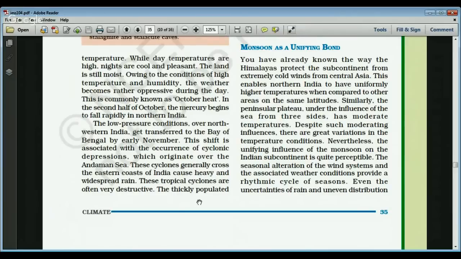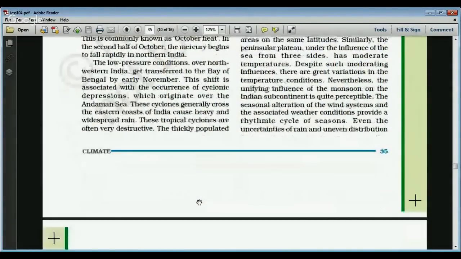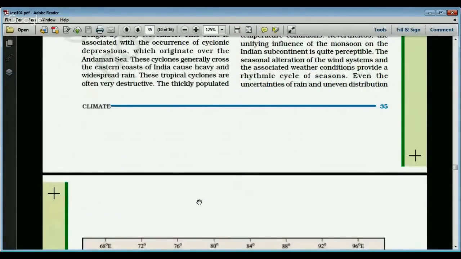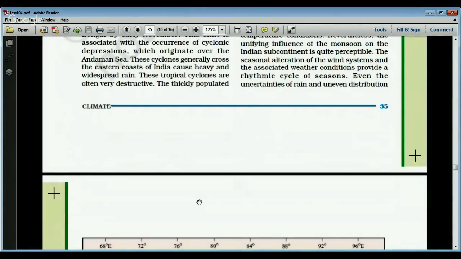And similarly, the peninsular plateau, under the influence of the sea from three sides, the Arabian Sea, Bay of Bengal and Indian Ocean, has moderating temperature. Despite such moderating influences, there are greater variations in the temperature conditions. But nevertheless, the unifying influence of the monsoon on the Indian subcontinent is quite perceptible, and the seasonal alteration of the wind systems and the associated weather conditions provide a rhythmic cycle of seasons.